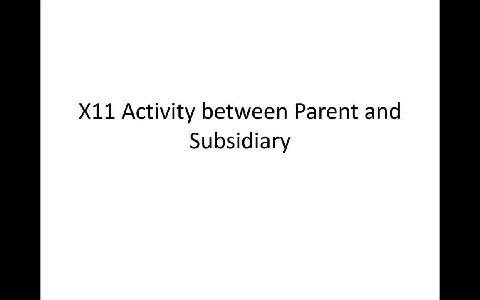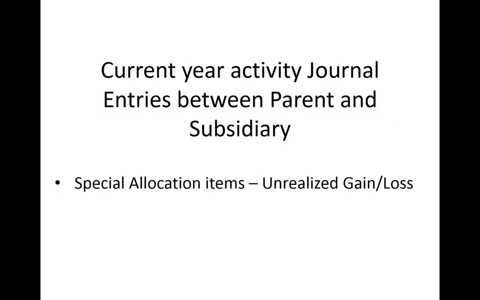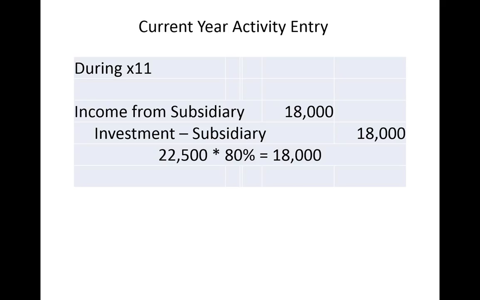So under the equity method of accounting, we will recognize this loss immediately. And what we'll do is we'll debit income from subsidiary, which is going to be an expense or a reduction in income, for $22,500 times 80%, our ownership percentage. And that takes care of the loss for 2011.